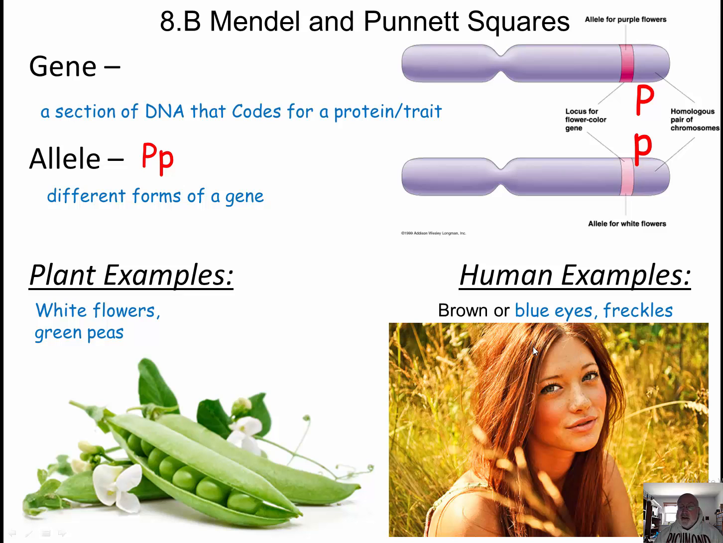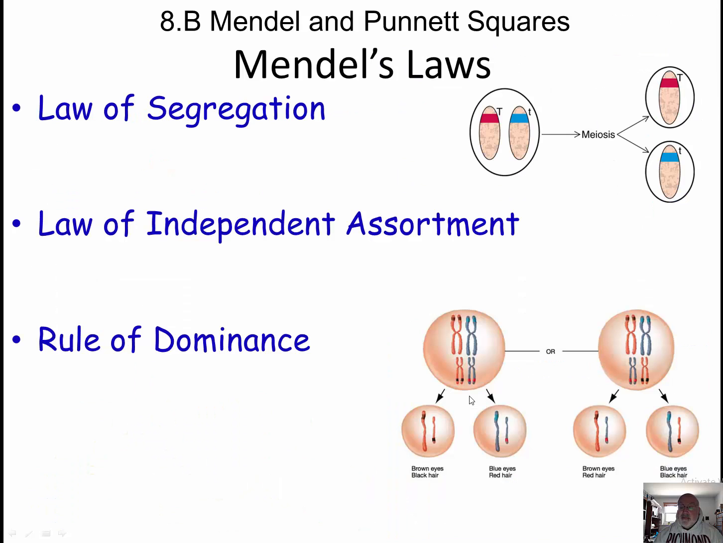And then animal examples, or in this case human examples, where we can talk about eye color, skin color, hair color, freckles, lack of or presence of widow's peak. We can talk about all kinds of things.